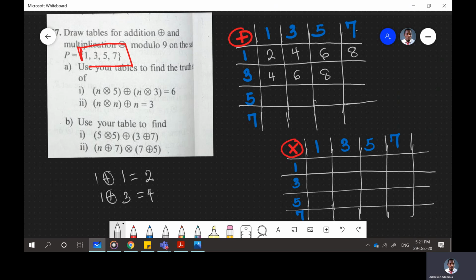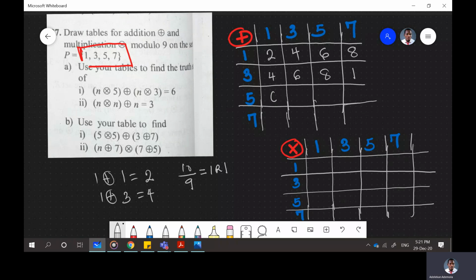And then the last one, 3 plus 7, which is 10. I cannot write 10 here, okay? Because I can only use digits 0 to 8. So 10, I'm going to divide 10 by the modulus, which is 9. And 10 divided by 9 is 1, remainder 1. So that means I'm going to have 1 here, okay?